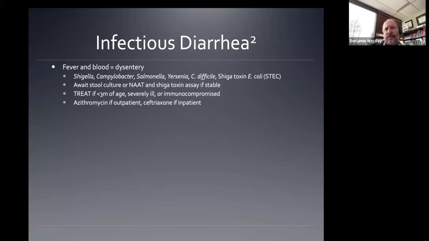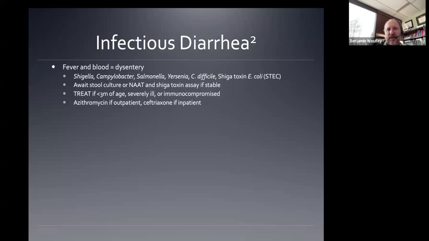Cultures are typically what's been done. Many hospitals are using PCR, or nucleic acid amplification tests, NATs, now. There's also enzyme assays for Shiga toxin that are available. Most of the time, we would like to know what the diagnosis is before we put people on antibiotics. This does not seem to happen often, but we try really hard to do that.